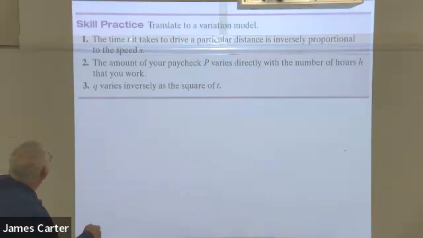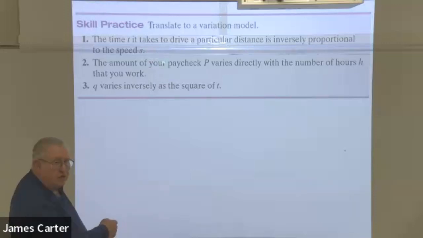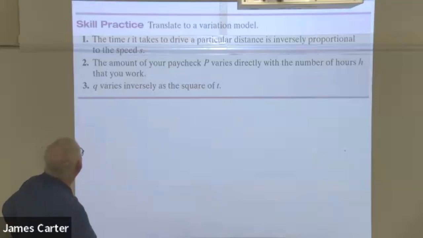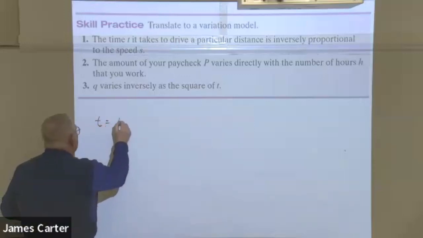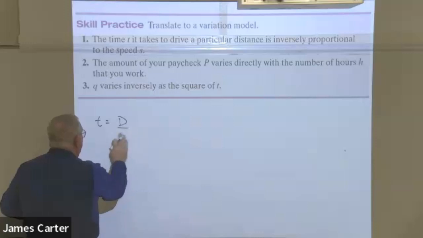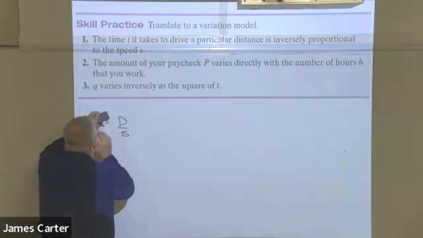What about this one? The time T it takes to drive a particular distance is inversely proportional to the speed S. Okay, we've got distance and we've got speed, which is the same thing as rate. And we've got time. This is a D equals RT problem, basically. Okay, the time it takes. That's this variation right here. T equals D over R, or in their case, S, which we've already talked about.